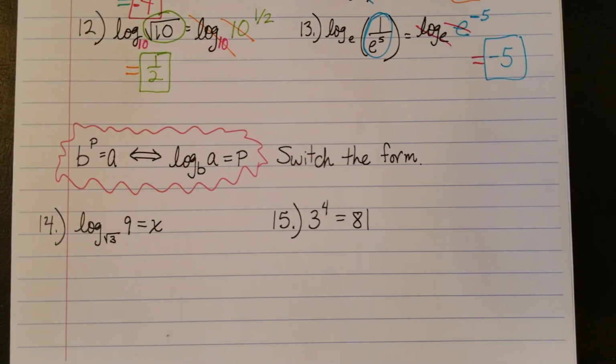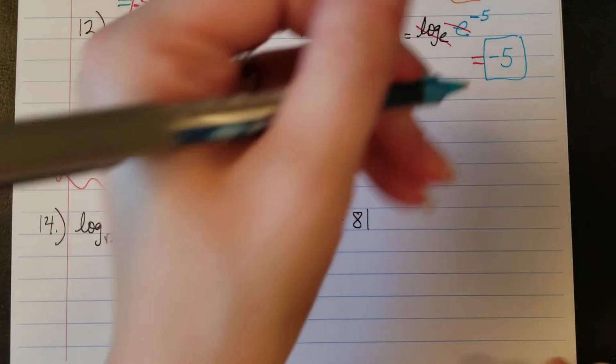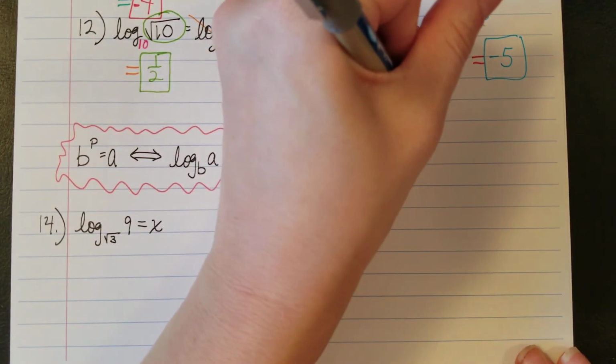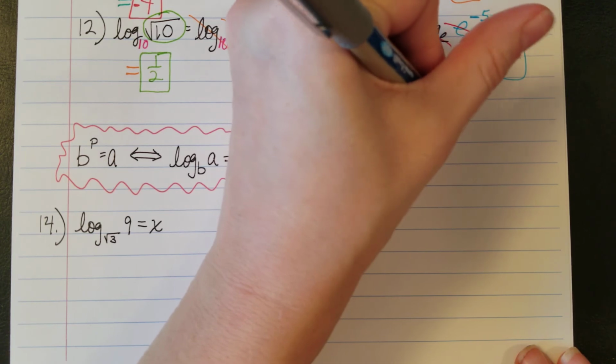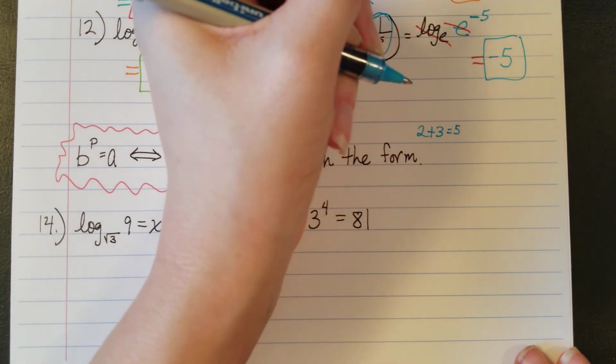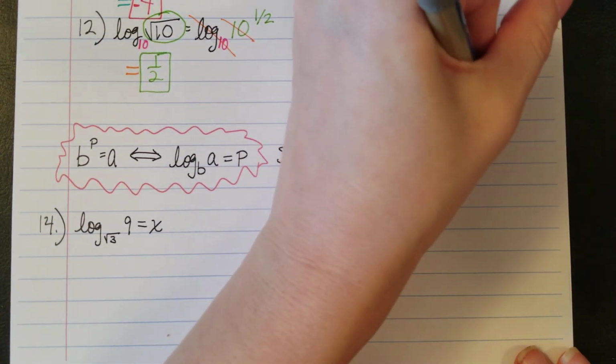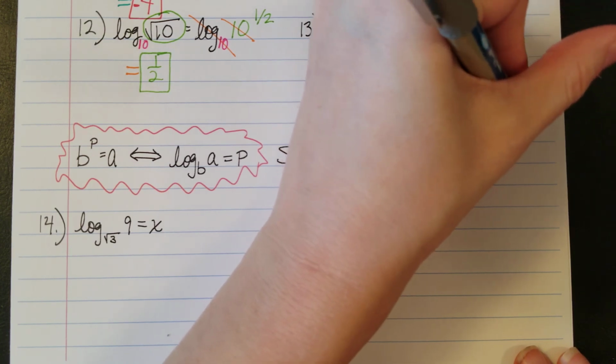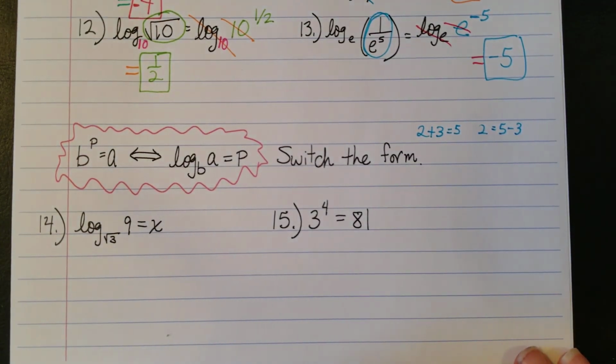It's kind of like if I said that I had 2 plus 3 equals 5, and then I said, well, that's the same thing as saying 2 equals 5 minus 3. So it's kind of like that sort of a concept. It's just another way of writing the same equation.